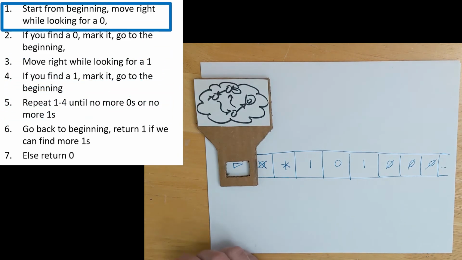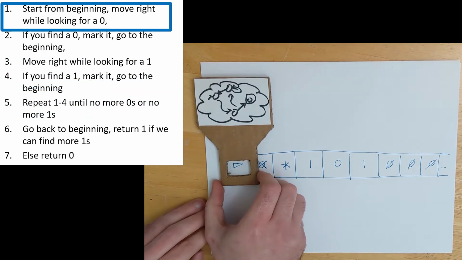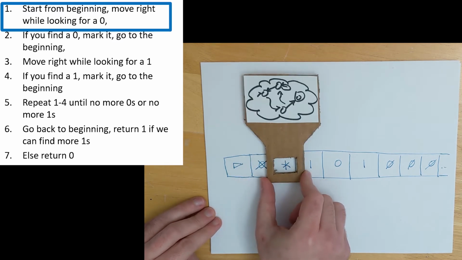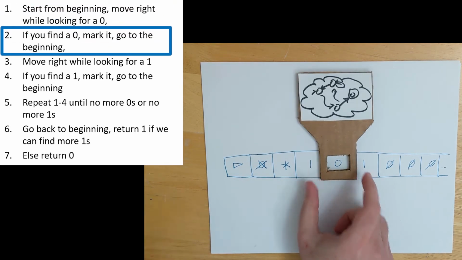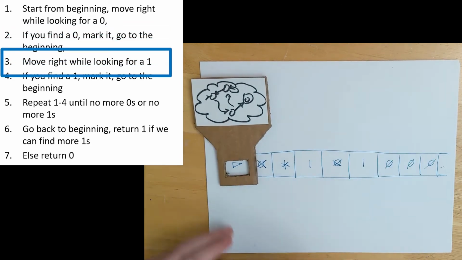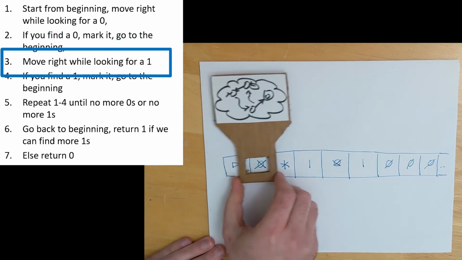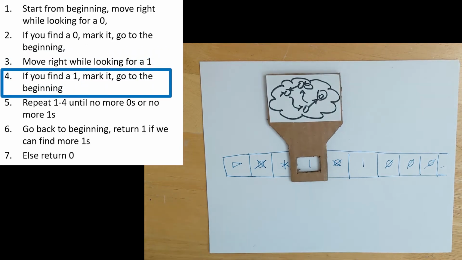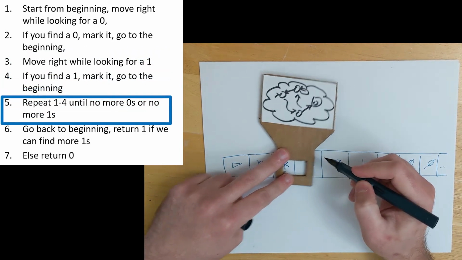So now we're at the beginning, we're going to move right until we find a zero. So is this a zero? No. Is this a zero? No. Is this a zero? No. Okay, now we have a zero, so let's mark it off and then go back to the beginning. So mark off, go back to the beginning, and now find a one. So the Turing machine is going to go step by step looking for a one. Now we found a one, so we're going to mark that off, go back to the beginning.